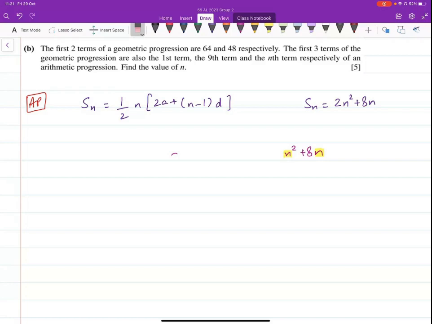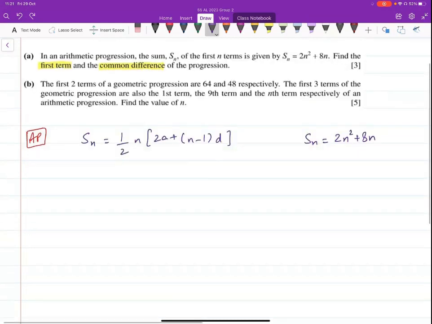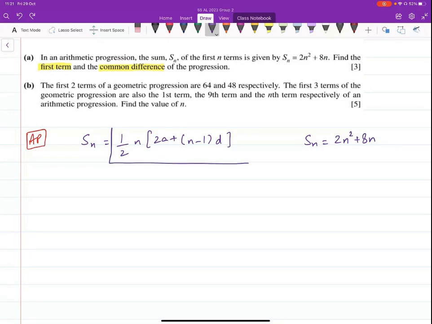Sir, we could simplify the first formula we have and we could compare them to find A and D. That way we wouldn't have to solve N right now. Yes, exactly. So you see, we are given that this is the sum of this AP. We know the sum of the AP is also given by this thing. What that means is these two things have to be identical to each other. They have to be exactly the same. Right? There should be no difference. They should be exactly the same.